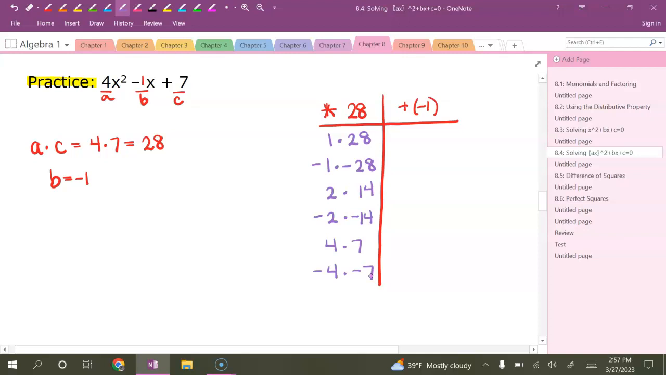And I do believe that those are kind of all the factor choices that we would have, but when you started adding these, for this first one you would have gotten 29, and then negative 29. For the second set you would have gotten either 16 or negative 16, and for the last set you would have gotten either 11 or negative 11. And none of those add up to a negative 1. So none of these work, okay?